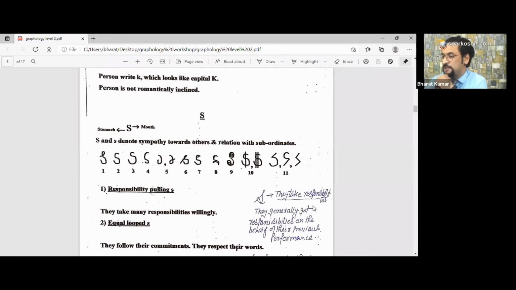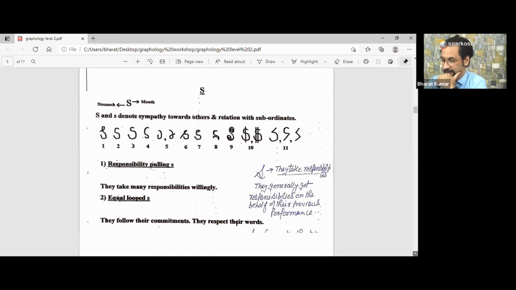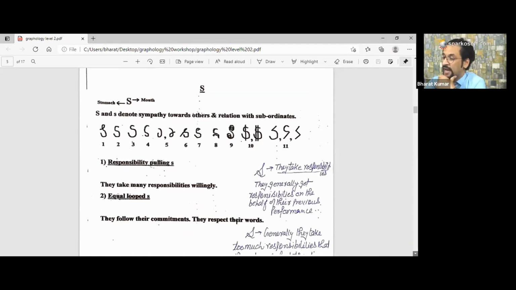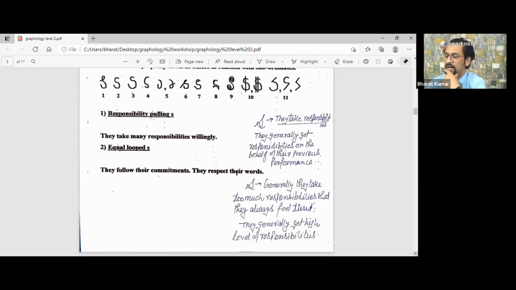They take responsibilities. They generally get responsibilities on the basis of their previous performance. Everywhere, all people will say, okay, they did very well. I have not explained the seventh one yet. Everyone in the office says, they did very well last time, so we will give them responsibility. They are such people, okay? Now, the same S is again, they generally take too much.